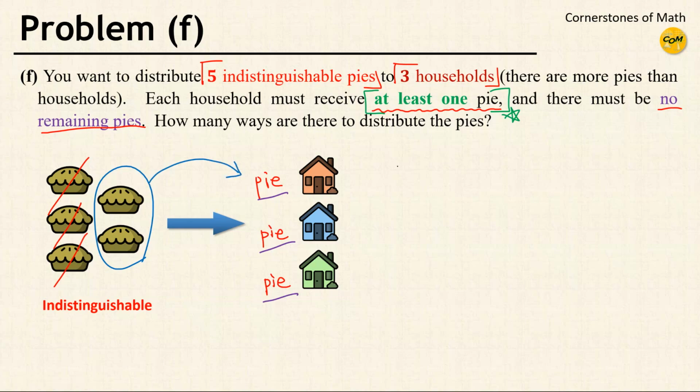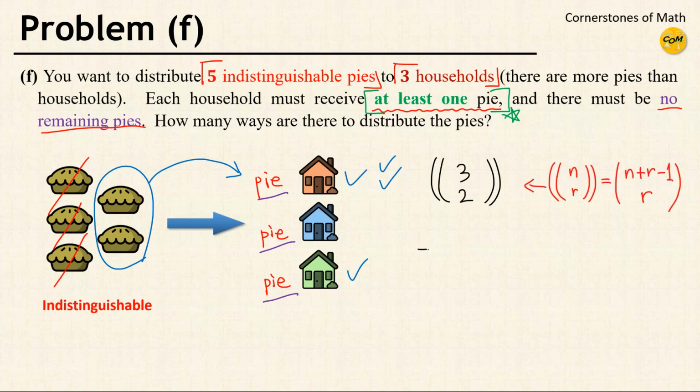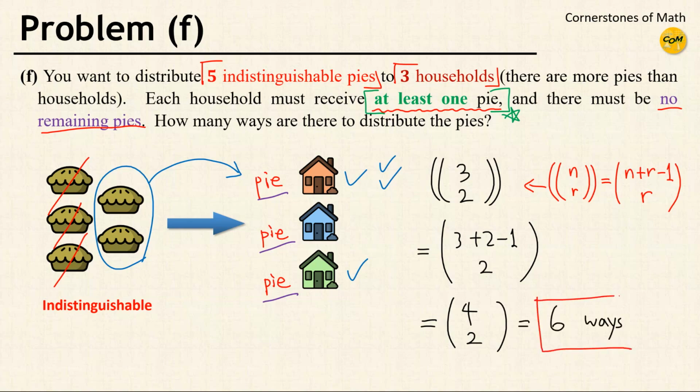This is the combination with repetition, the number of ways to choose 2 households that are going to receive the pies, where the same household can be chosen twice. So we have 3 multi-choose 2, which is equal to 3 plus 2 minus 1 choose 2, which is 4 choose 2, so we have 6 ways.